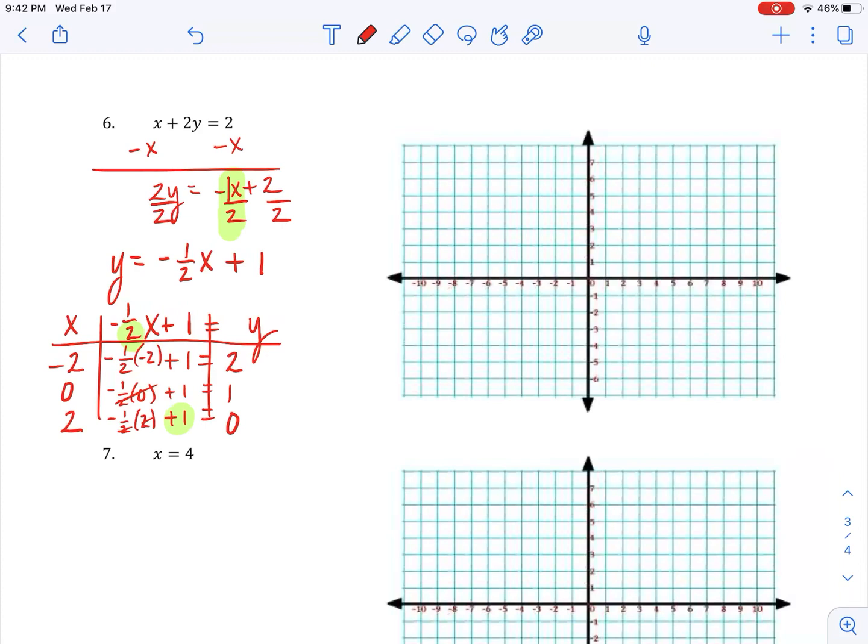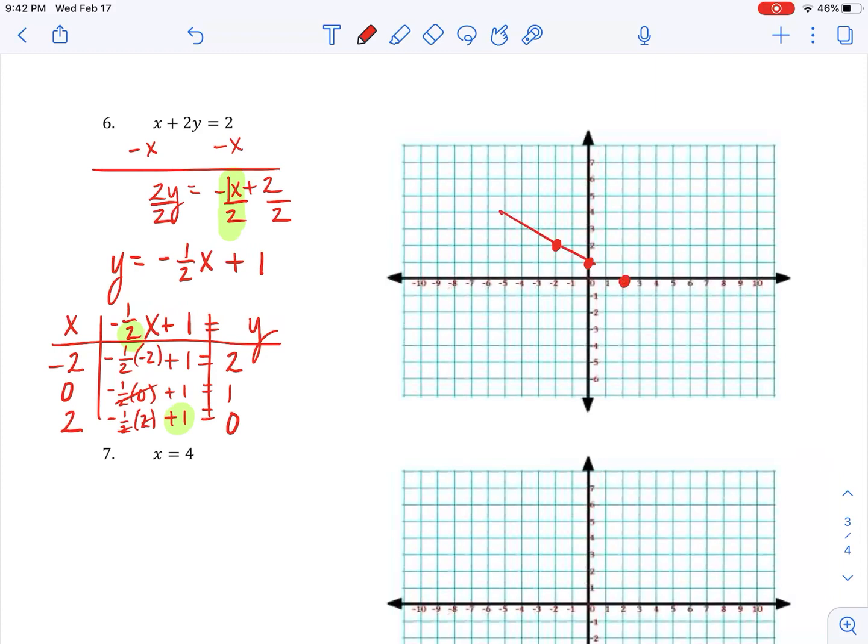And during class, I lost a few people on that. So we yanked out our calculators and I showed everybody how to do it on a calculator. So I can definitely show anybody the calculator again if you're still confused. All right, so our points are negative 2, positive 2, 0, 1, and 2, 0.